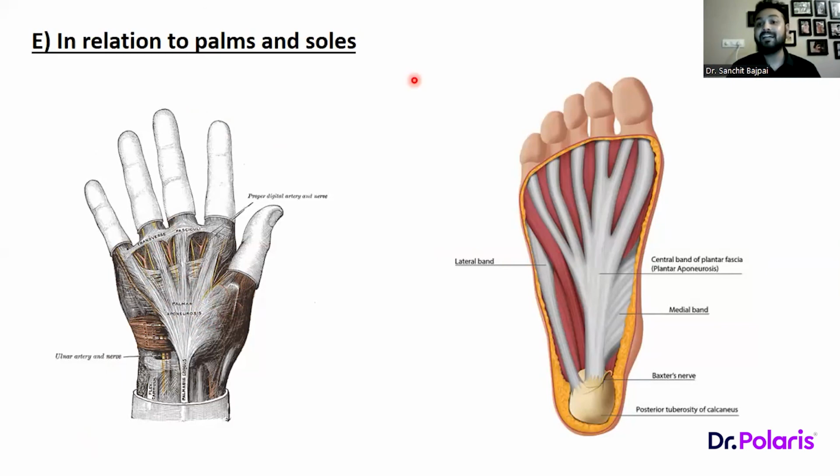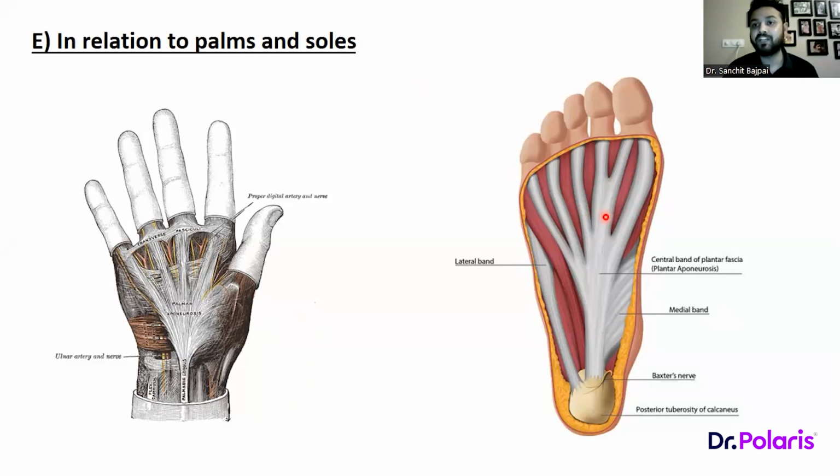Aponeurosis means there are certain specialized modifications of deep fascia present over the palm and the sole, which are thick slips of fascia. So my fascia is coming like this and has become like a thick slip over my palm, and over my plantar aspect or sole, just like this.